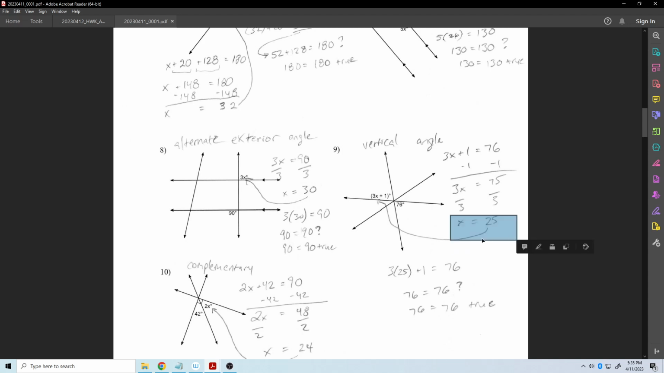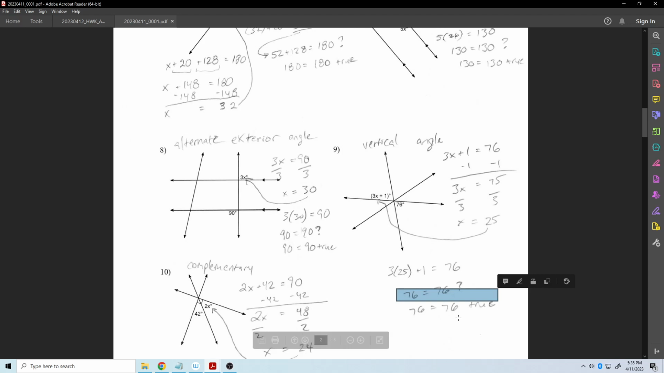Okay, got a 25. Is that right? Well, let's plug it back in, right? 3 times 25 plus 1. I'm saying it's 76 if I did it right. The question is, is 76 equal to 76? Oh, yes, it is. Yes, it is.